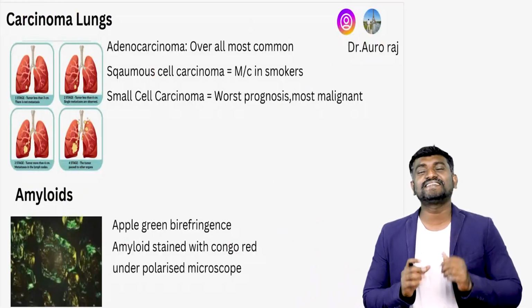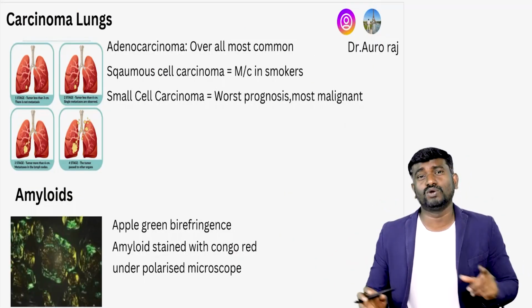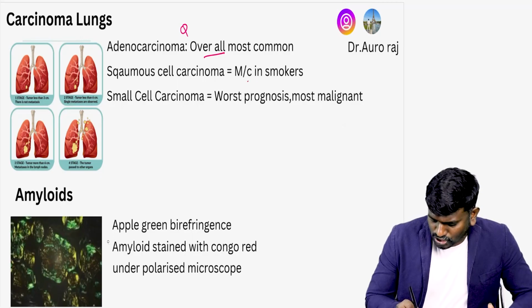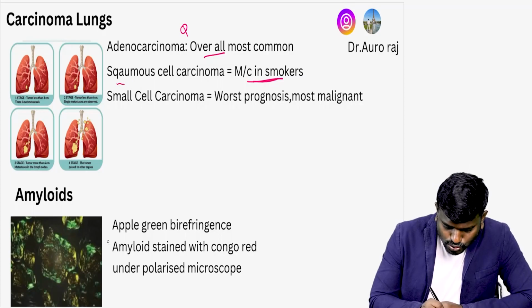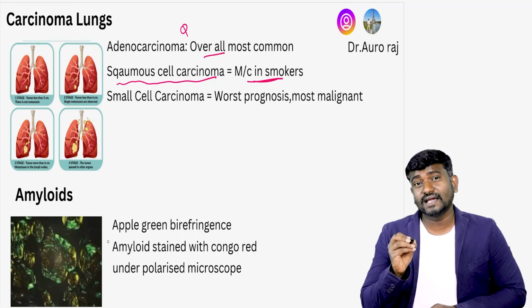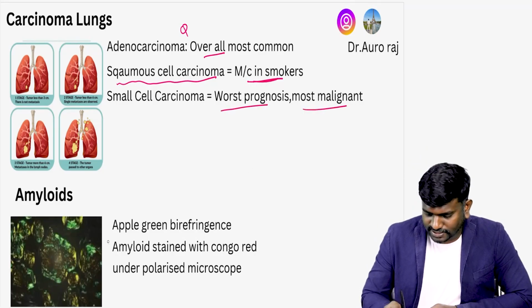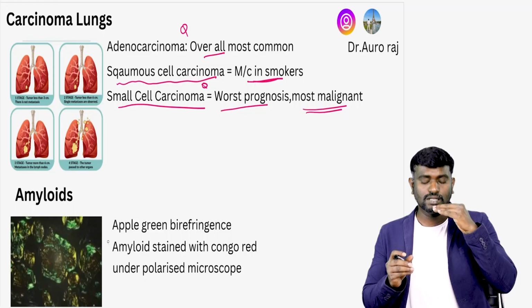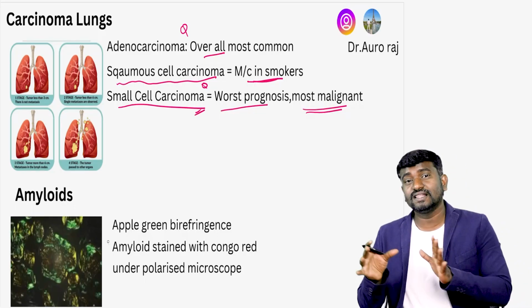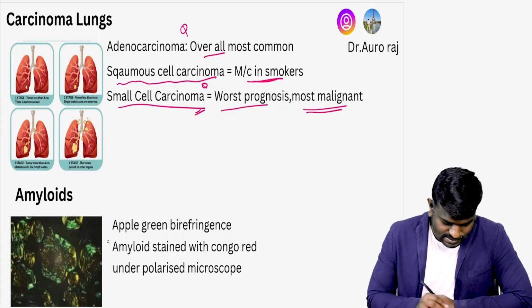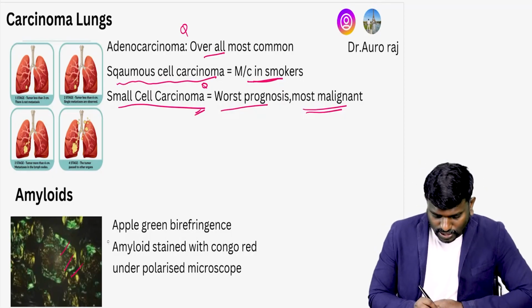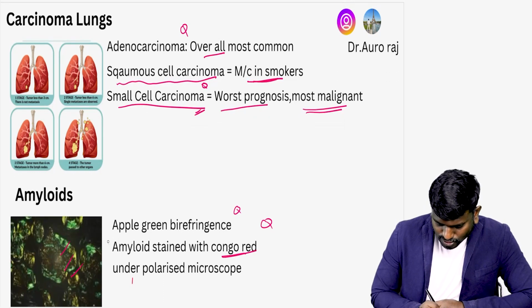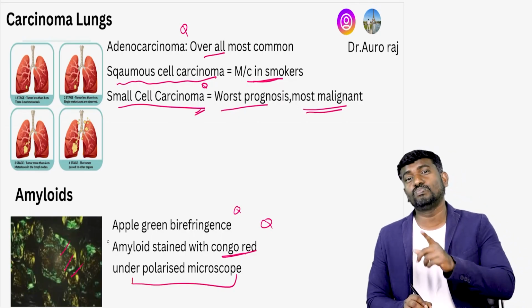Yes. Let's revise lung cancers. Carcinoma of lungs. Most common overall is going to be adenocarcinoma. Question. Most common in smokers, remember, is going to be squamous cell carcinoma. Lung cancer having worst prognosis, most malignant, is going to be what? Small cell carcinoma. You are going to remember adenocarcinoma, squamous cell carcinoma, and also small cell carcinoma. Remember, small cell carcinoma has the worst prognosis and it is most malignant. These are going to be what? Amyloids. It is going to have what? Apple green birefringence. Amyloid stained with Congo red is also a question, and it is going to be seen in polarized microscope. Please remember.